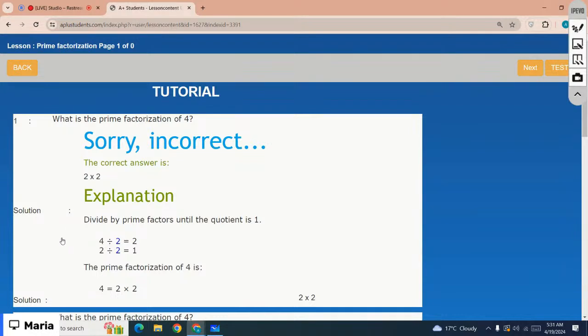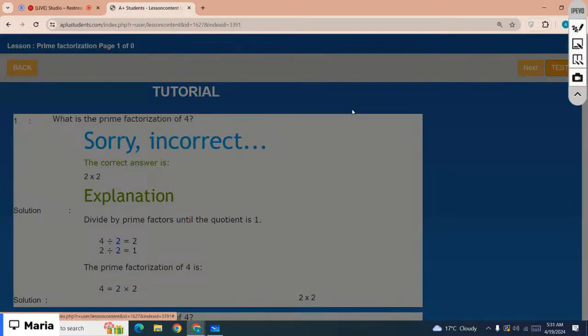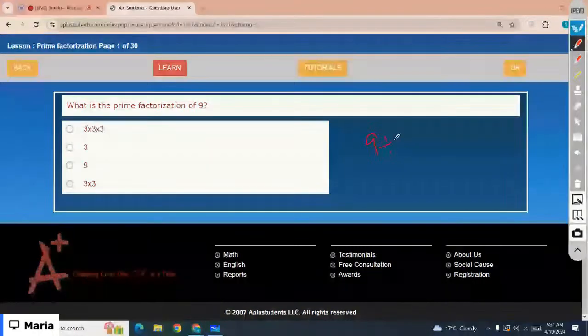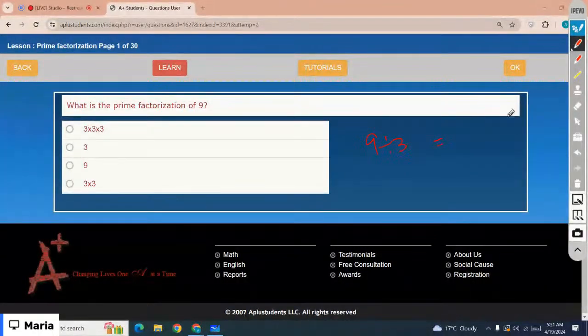Okay, let's just start with the practice questions. They are already solved. Let's just skip them. Okay, so you have to calculate the prime factor of 9, right? How do you calculate? You have to divide 9 by the smallest prime number, right? The smallest prime number that can divide 9 is 3, right? 9 divided by 3 is 3.